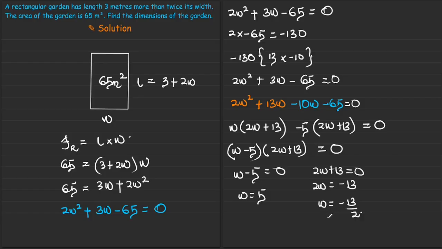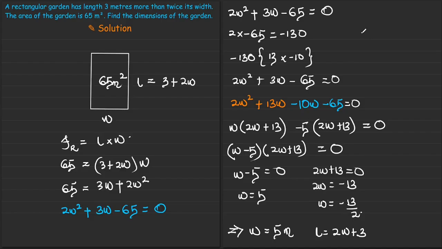Now, we would always reject the negative because we are talking of width here. Widths are absolute values. We don't work in negatives. So we are going to reject this negative answer and stick only to this. It simply implies that our W is equal to what? 5 meters. But remember, we said the length is equal to 2 times the width plus 3. So we would need to solve for that.